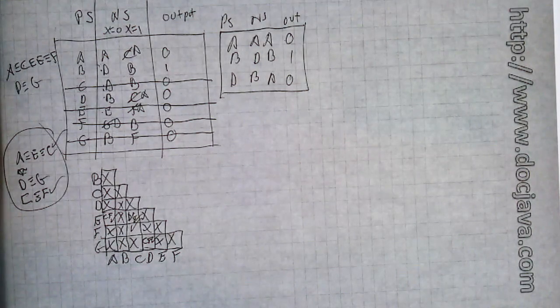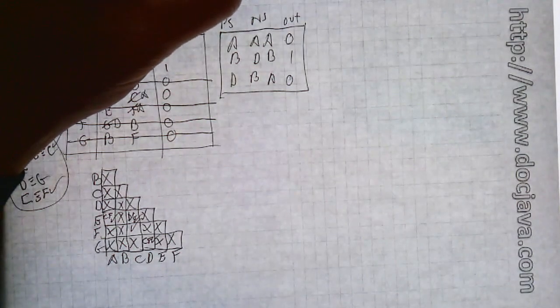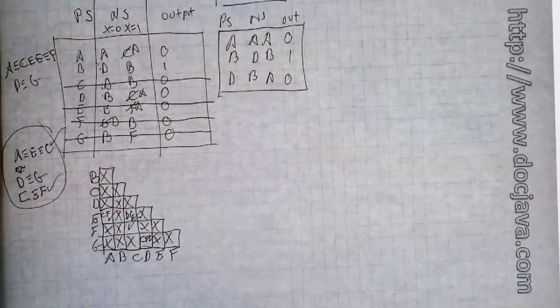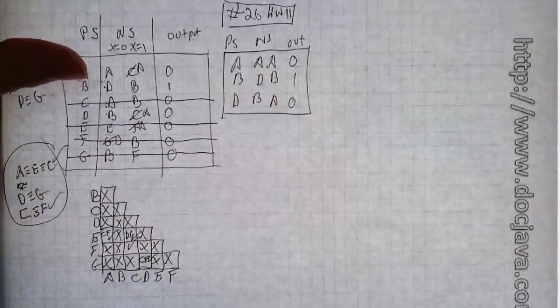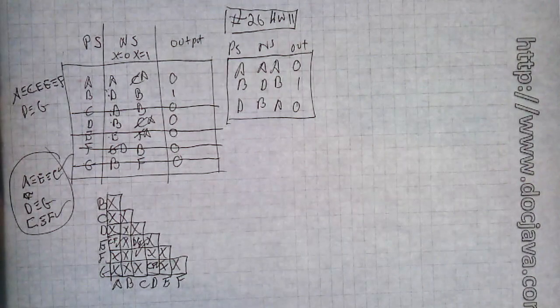Let's see. That was question number 26, Homework 11. How's that? So now somebody said 25. Yeah, we did this last time too. I'll do it again.